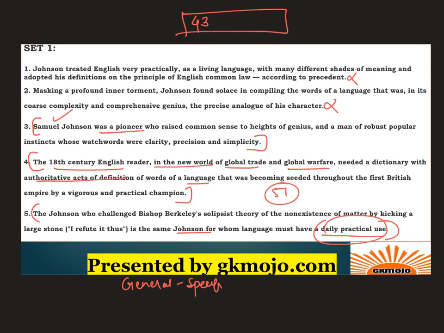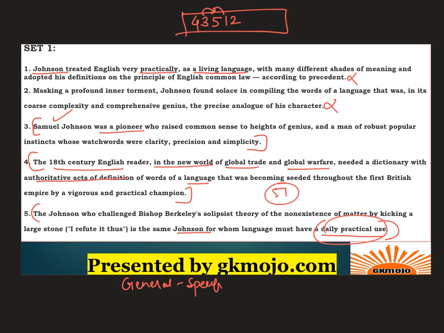And one adds to this, explaining how he treated language, very practically as a living language. Here it is continuing, he treated it as a living language practically. So basically 5-1 forms a pair, right? So this 5-1 should definitely come after 4-3. Why? Because this is just continuing the idea from one to other. We are only left with 2, so definitely 2 will come at the last.